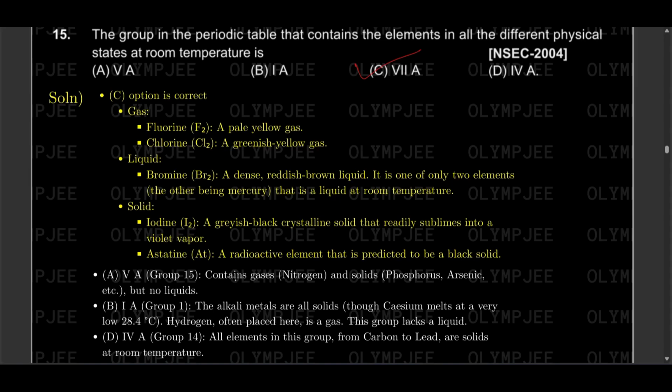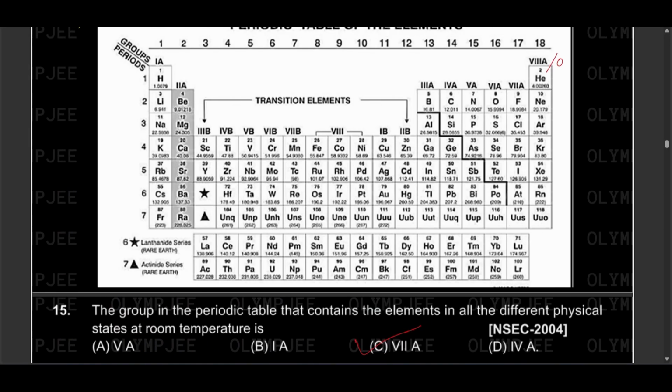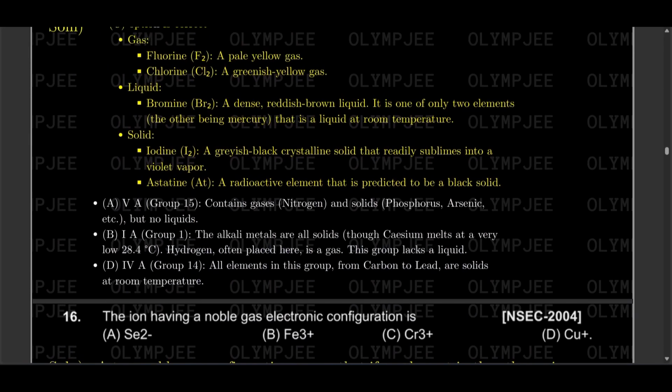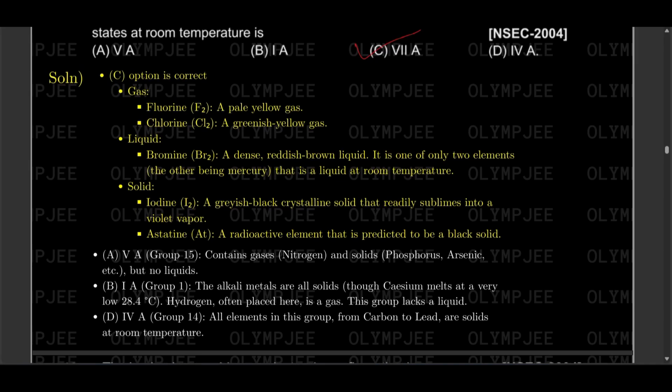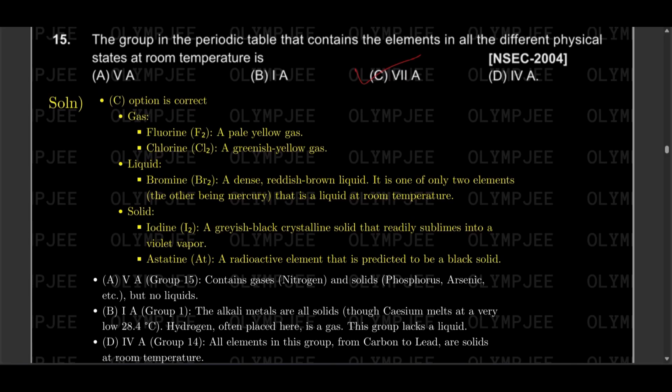5A contains gases and solids, but it has no liquids. 1A, which is the s block, has gases and solids, but no liquids. And 4A has carbon and lead, which are all solids, so it has only solids. So the only correct option is C, which is 7A.